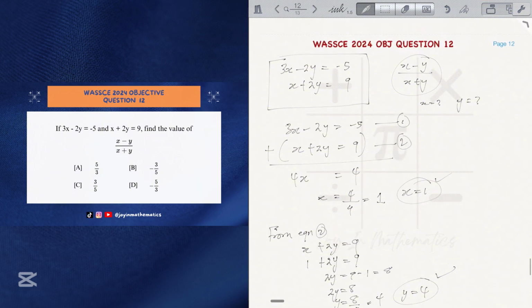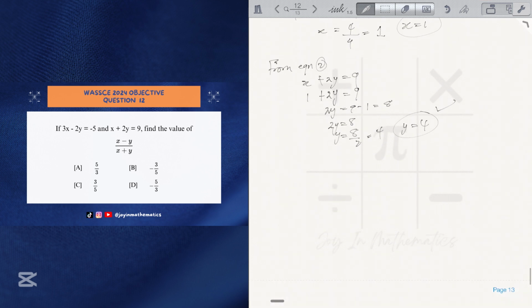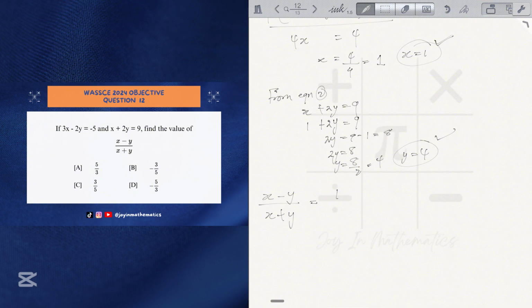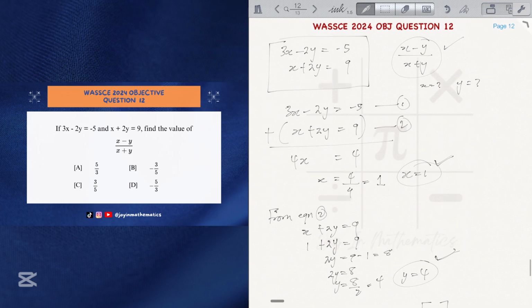And the question says we should find the value of x minus y over x plus y. So all we have to do is to make the substitution. x minus y divided by x plus y. x is 1, just as we have here, and y is 4. So we have 1 minus 4 divided by 1 plus 4. And this will give us minus 3 divided by 5, which is equivalent to option B, minus 3 over 5. So like that, we have solved the question.